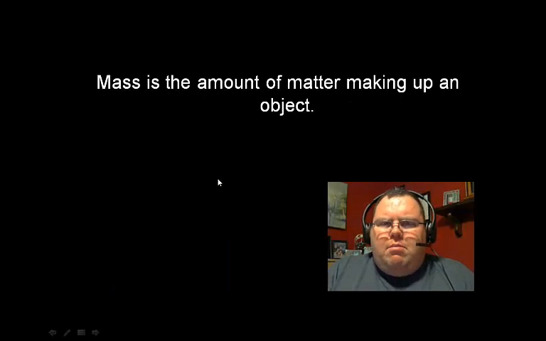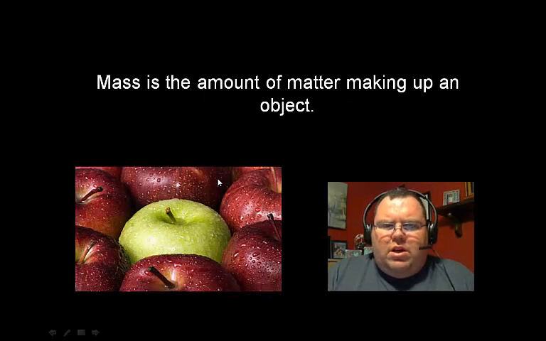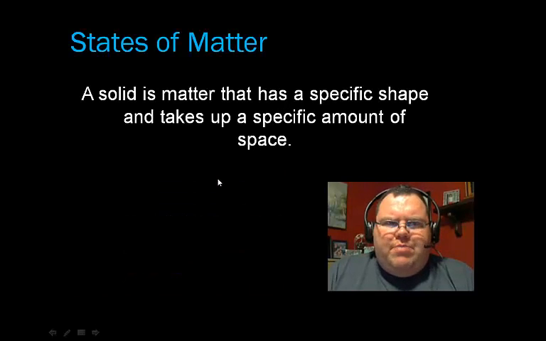Mass is the amount of matter making up an object. If we look at these apples, you've all seen apples. They're a very dense fruit. They do have liquid in them. They have that water, that juice that comes out of them. When you bite into them, they're very dense, and you can feel the density in those apples.